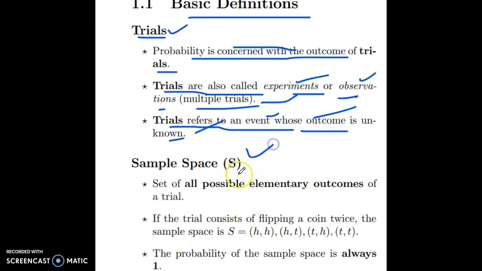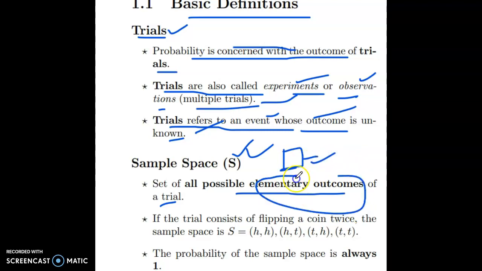Okay, sample space. The sample space is the set of all possible elementary outcomes of a trial. The set of all possible outcomes.